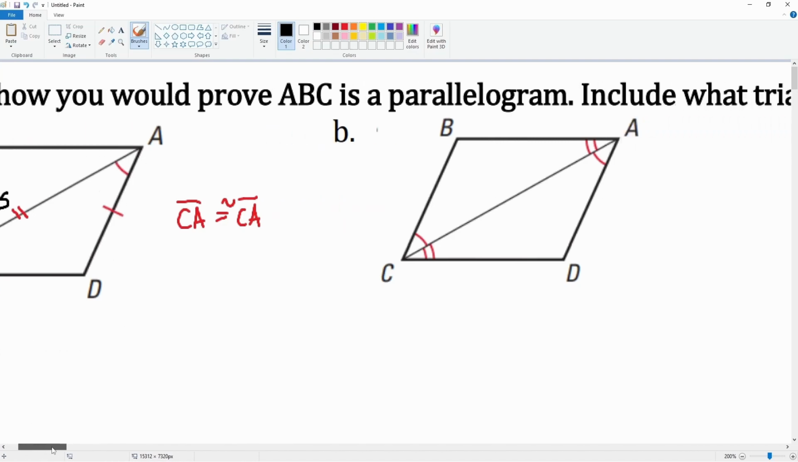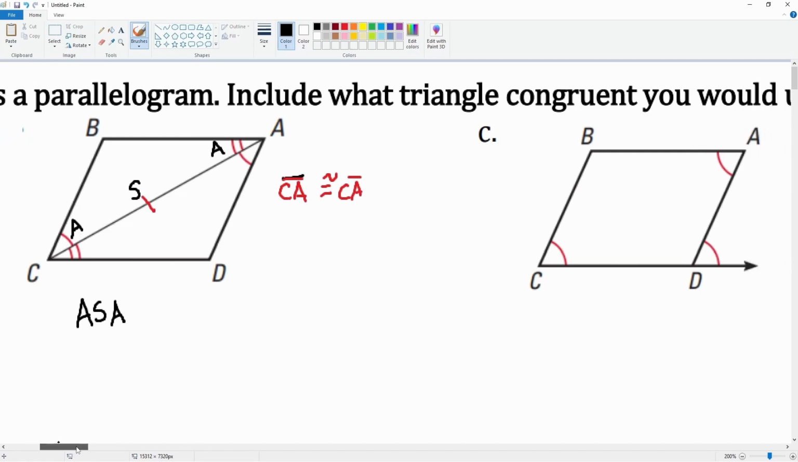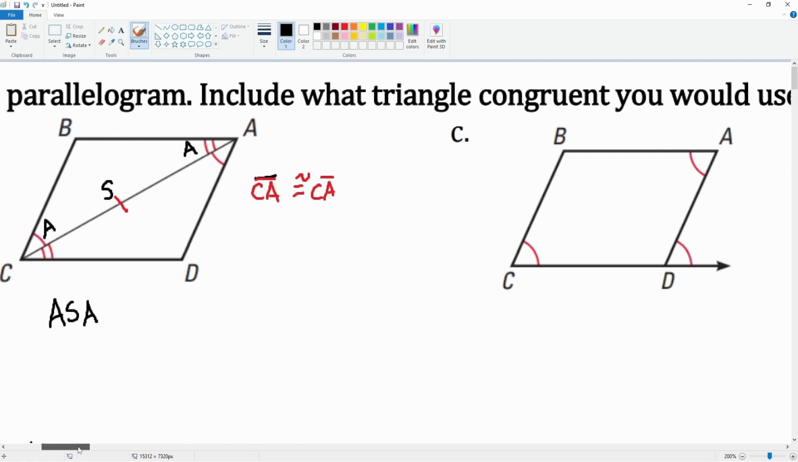Okay. For B, we have an angle here. We have another angle here. And then we should also notice that the diagonal line that goes through this shape, CA, is going to be congruent to the other line of CA. Okay. And then we have the angle. Then we have the side. And we have the angle. So here we can prove it using angle, side, angle. All right. So that would also work. Side, angle, side. Right.